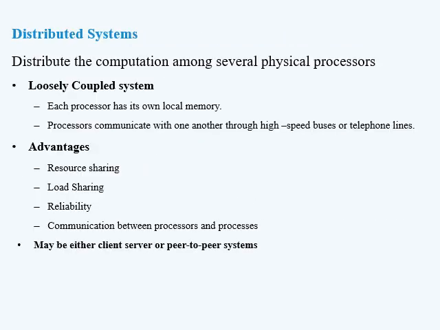In a distributed system, the computations are distributed among several processors which are present in scattered locations. We can say that they are loosely coupled or tightly coupled based on how the resources are allotted to them. Each processor, if it has its own local memory, is called loosely coupled. If they share some common set of resources, then they are called tightly coupled. The main advantages of a distributed system are resource sharing, load sharing and reliability.